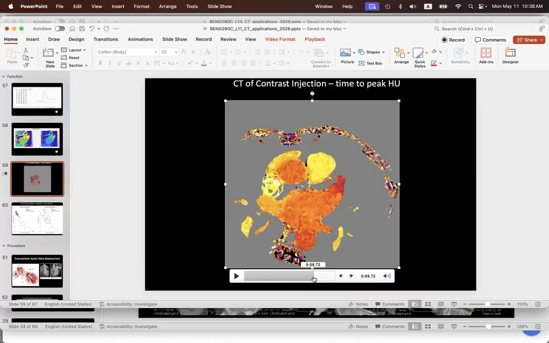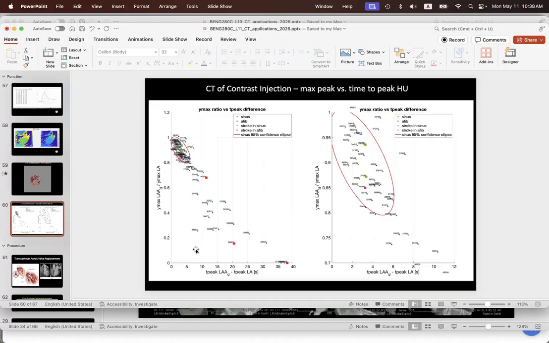But we've got time to peak for our left atrial appendage, which is what we're after here, right? We can measure that in a bunch of patients in their distal left atrial appendage. And we can see that a number of these patients have very long time to peak, so very delayed filling of those left atrial appendages. A bunch of them don't, right? These are all folks who have virtually 2-second delay between their proximal left atrium filling up and the distal part.